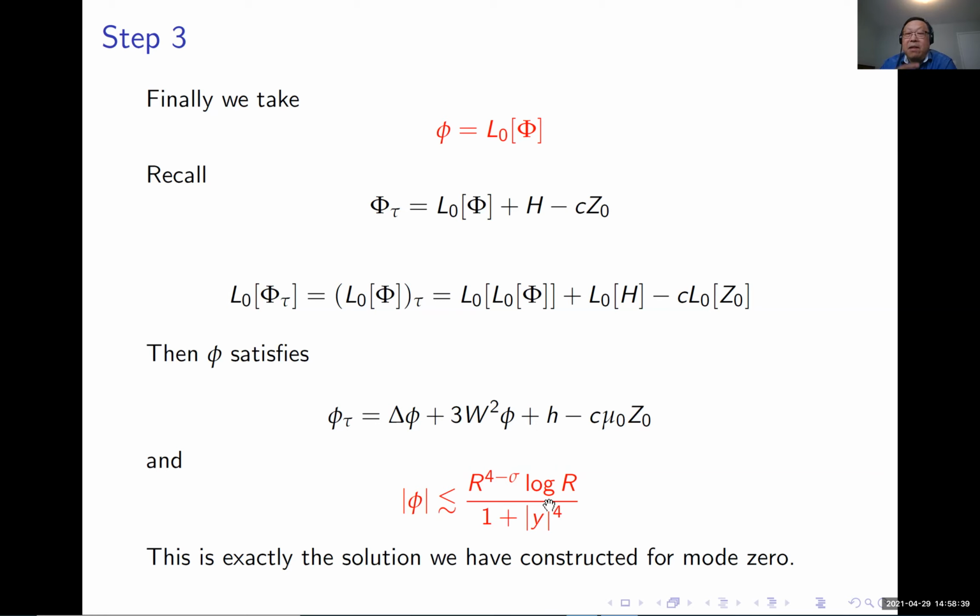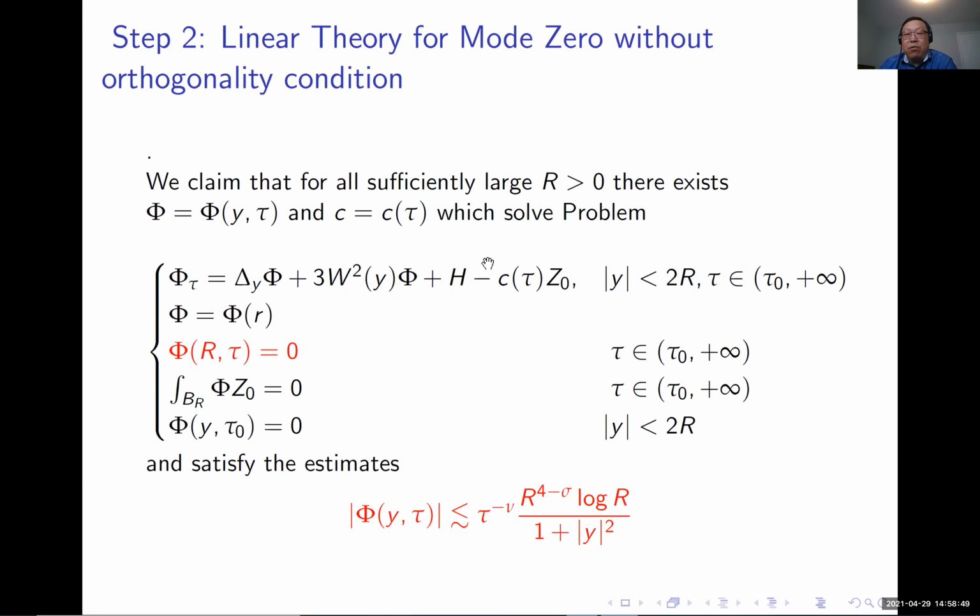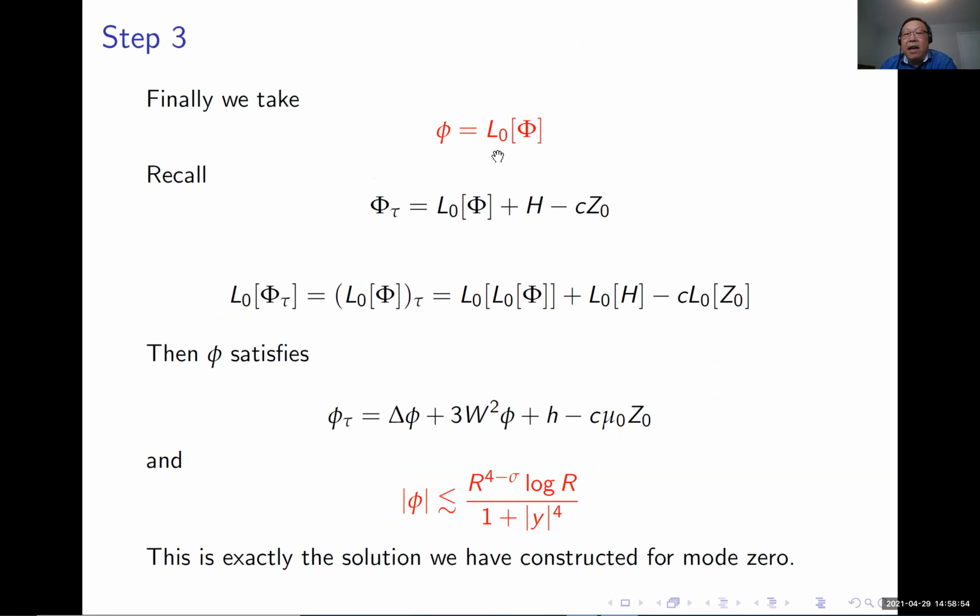So just to repeat the three steps. First, we solve the elliptic part. Second, we solve the problem without the orthogonality condition. And finally, we just apply L zero to the solution without orthogonality condition. And this is our solution, okay?